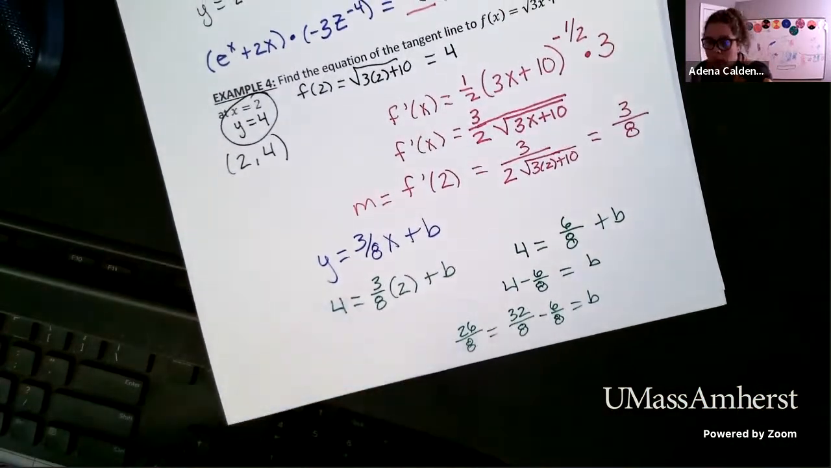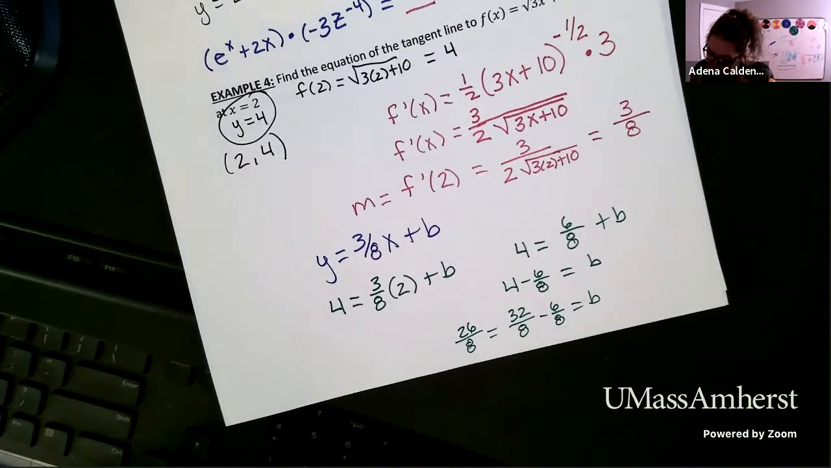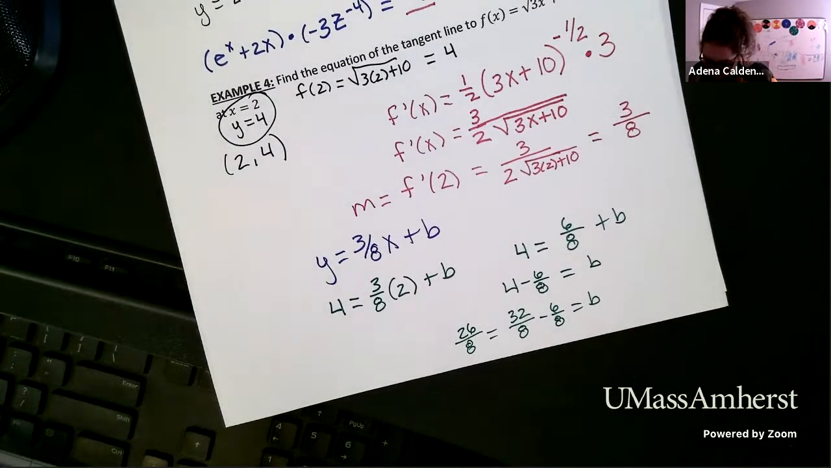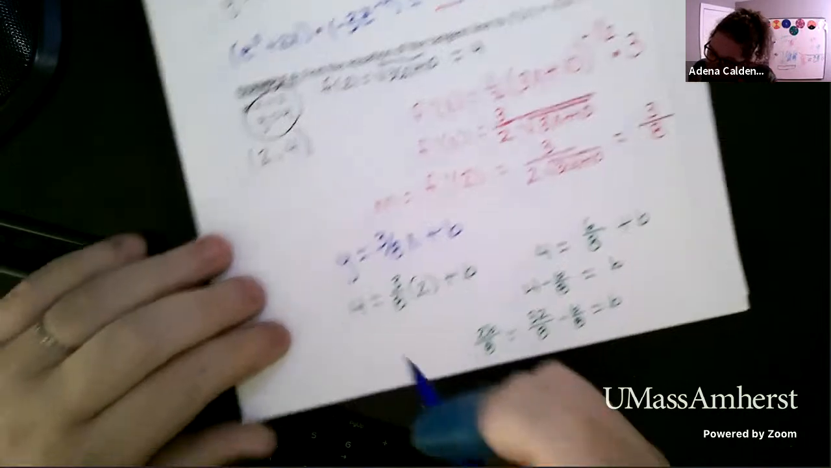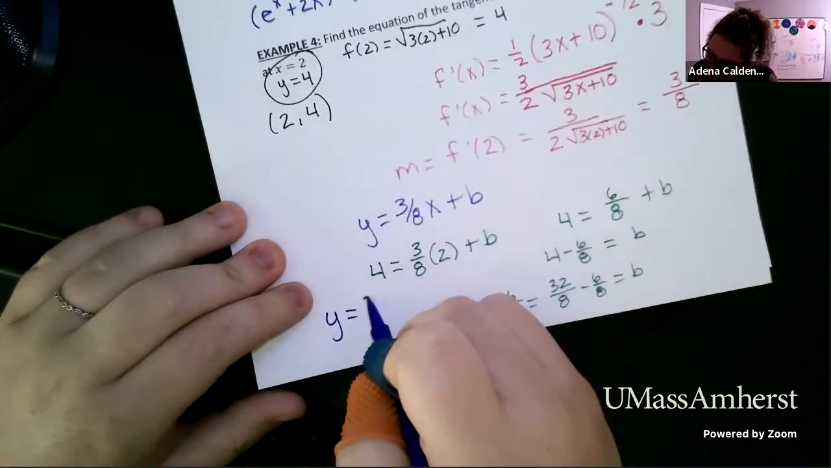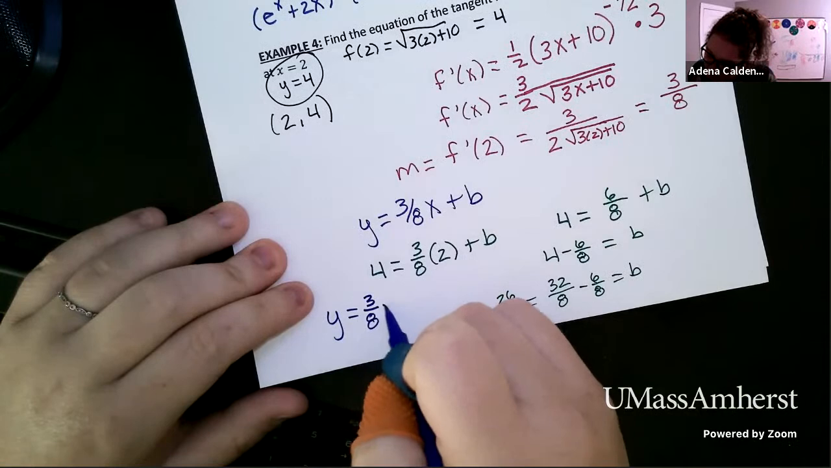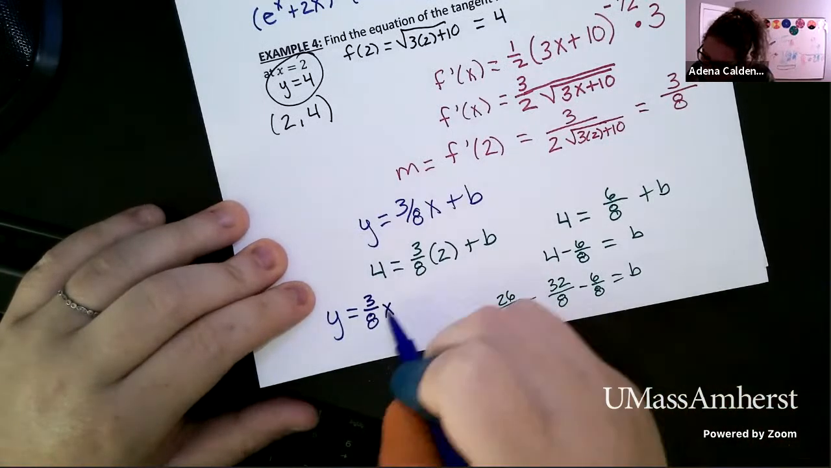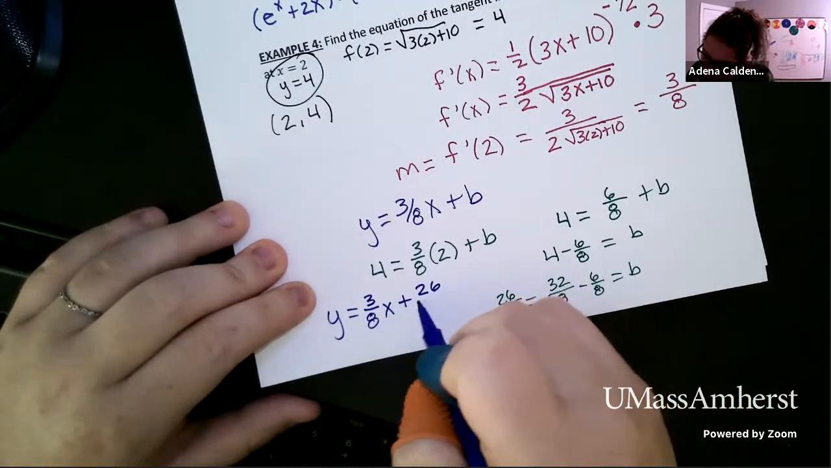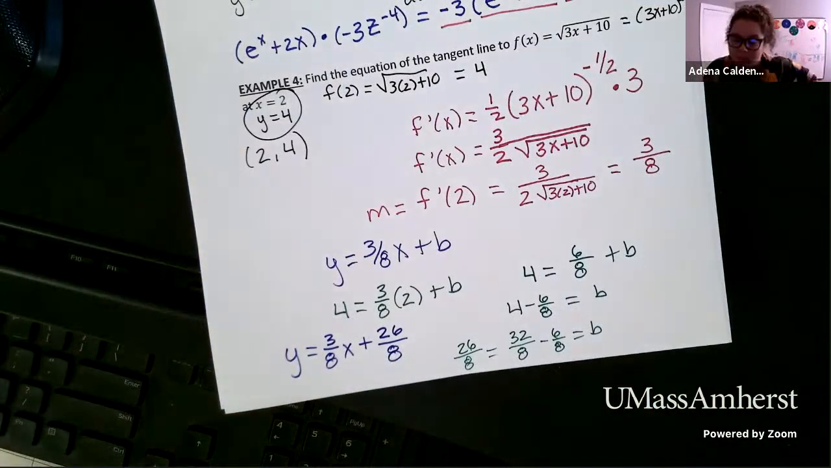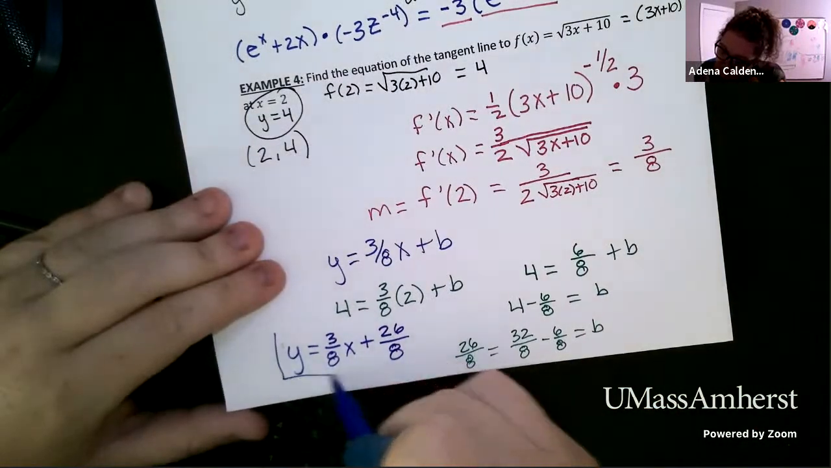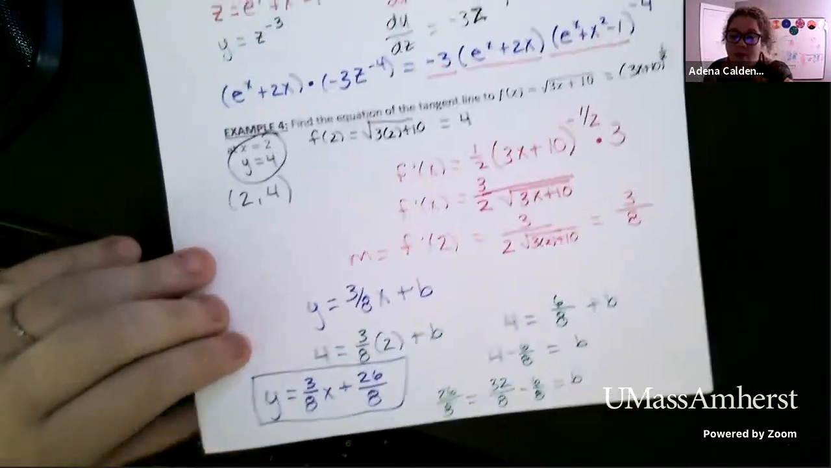Okay. So now I put it all together for my final equation here. And I get y equals 3/8 x plus 26/8. So that is the final equation of my tangent line.